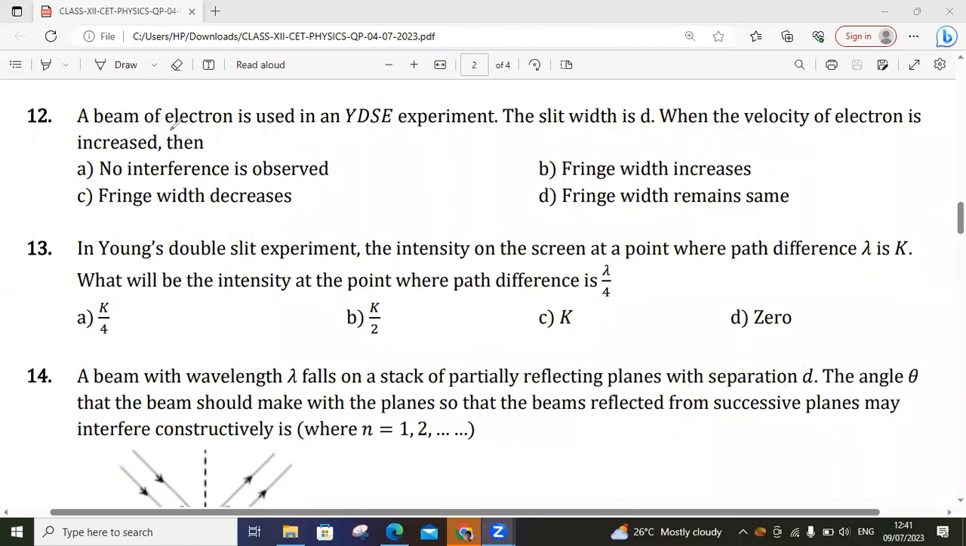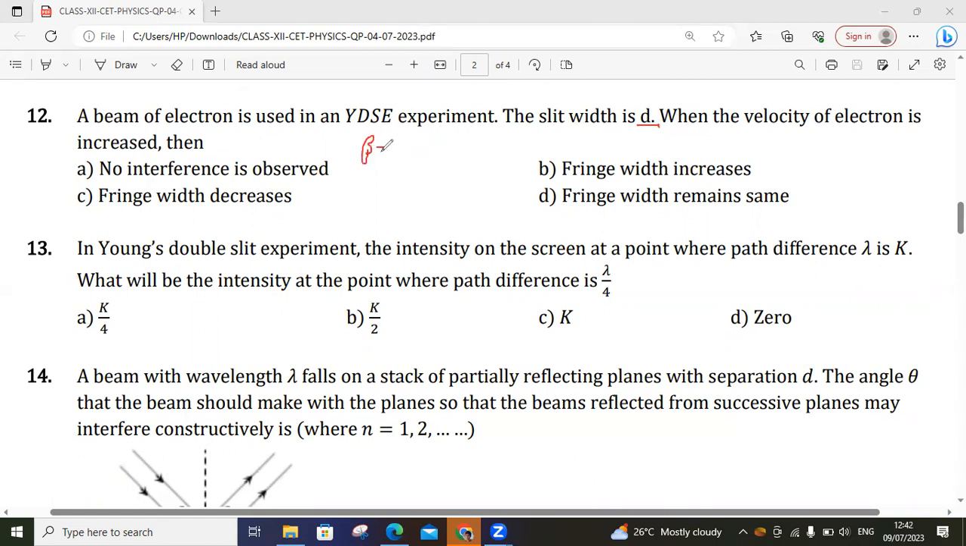A beam of electrons is used in a Young's double slit experiment. The slit width is d. When the velocity of the electron is increased, then what happens? The interference fringe width increases, fringe width decreases, or fringe width remains the same.